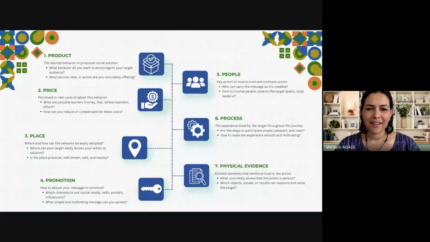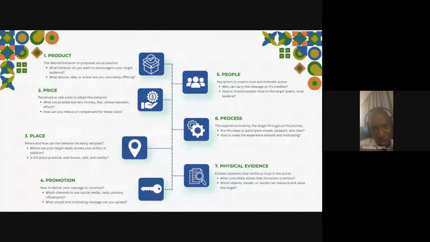Modou, do you want to share maybe your example? Yes. For the organization, that's the Gambia Youth Chamber of Commerce. An example of it is encouraging young people to formalize their businesses, to influence that change in behavior. Because we realize that most young people that are doing business, especially in the rural areas, are not formalized. So that is our product.